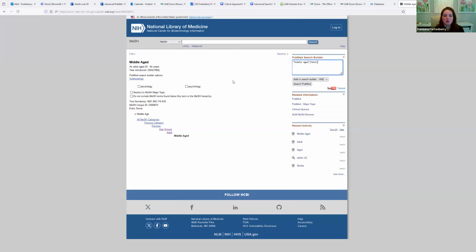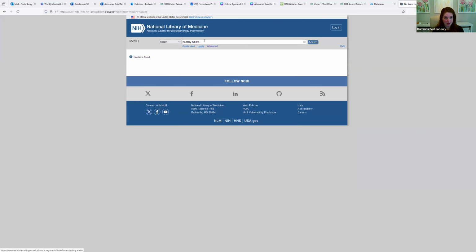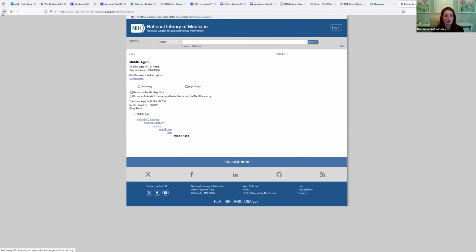Then I'm going to go back to this, and now we have to find keywords. So we found this perfect age group, this MeSH term for this particular age group. I wonder if I could find healthy adults or healthy middle-aged. There's no terms, so that's fine. What else could we use?